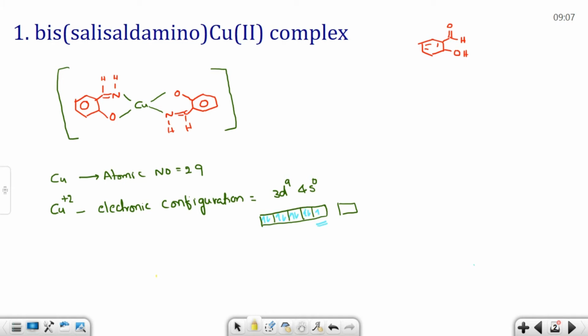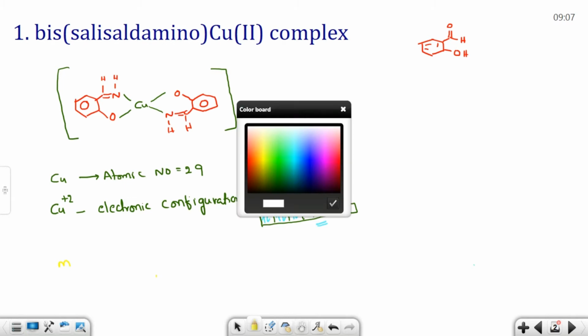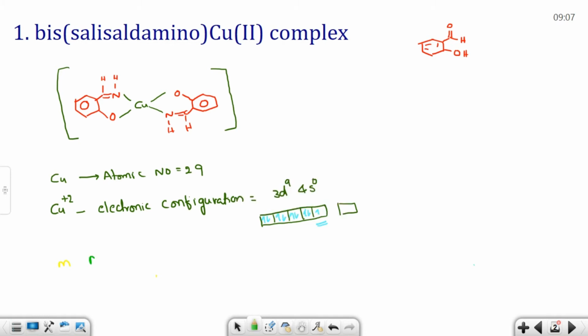When an odd or unpaired electron is present, that unpaired electron has 2 spin states, that is, ms is equal to plus one-half or minus one-half.